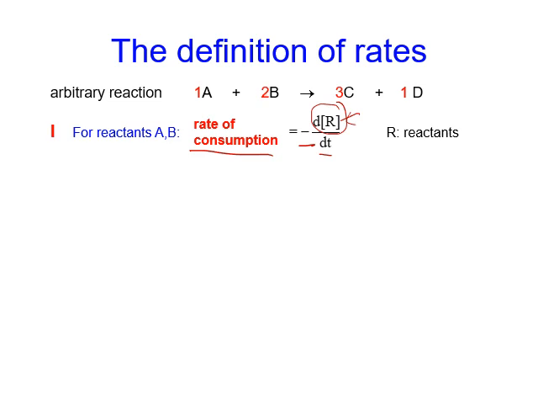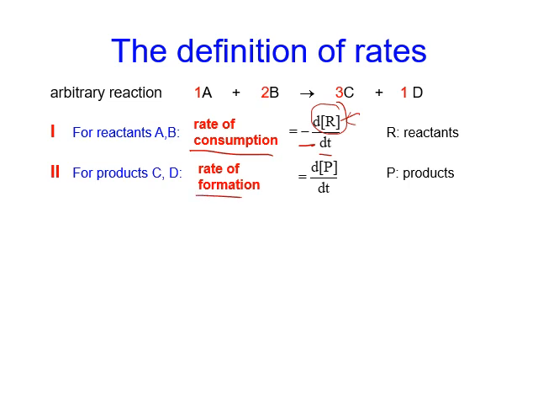For the product, we call it the rate of formation. It's the concentration change of product over time. Now from the last slide, the example, we showed that for the same reaction, the reactants and products have different rates, some faster, some slower, but they follow the stoichiometry. So in this case, whenever you consume 1A, you will consume 2B, and form 3C and 1D. So B's rate must be twice A's. C will be 3 times A.